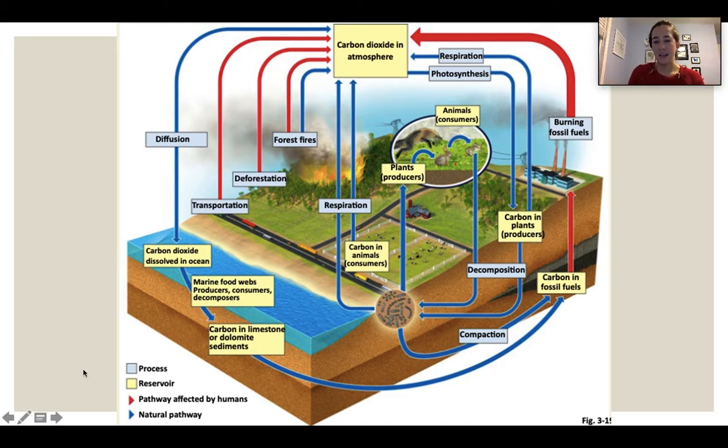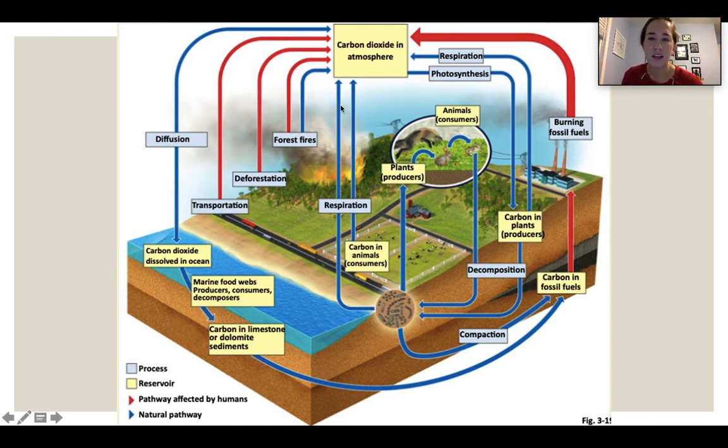We also have processes and reservoirs. So this blue is a process. This is something that's happening that's changing our carbon from one form to another. And then the yellow are reservoirs. That's where carbon is staying for a certain period of time. So we call those carbon sinks a lot of the time. A carbon sink is something that will hold on to carbon for a very long time.